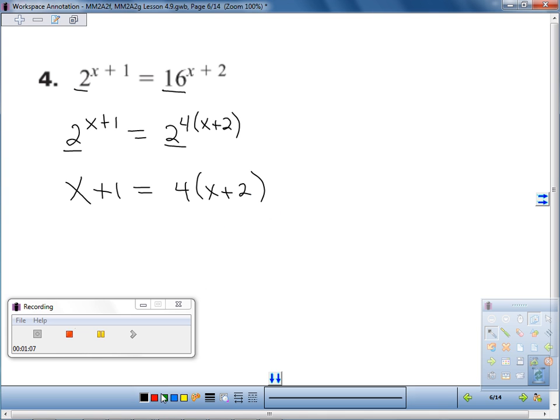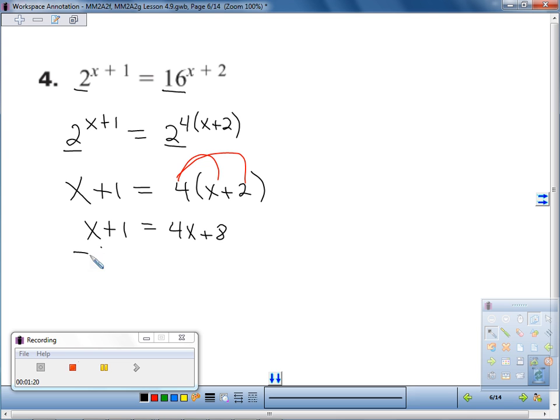Okay, we're going to distribute here. We're going to distribute the 4 through, so that we end up with x plus 1 is equal to 4x plus 8. Okay, I'm going to go ahead and move the x over here. So I'm going to subtract x from both sides. So I end up with 1 is equal to 3x plus 8.